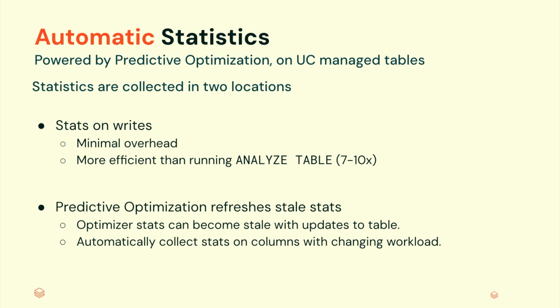And also, if you have updates and deletes on your table, optimizer stats tend to go stale, and predictive optimization detects that and refreshes these stale stats automatically for you in the background. Also, predictive optimization adapts to your changing query patterns, and collects stats on additional columns based on your workload patterns if needed.